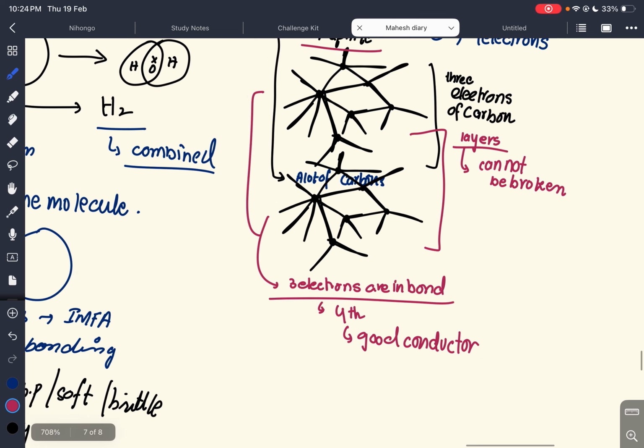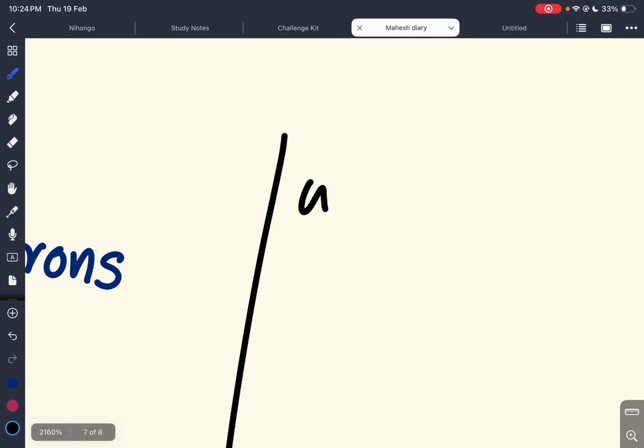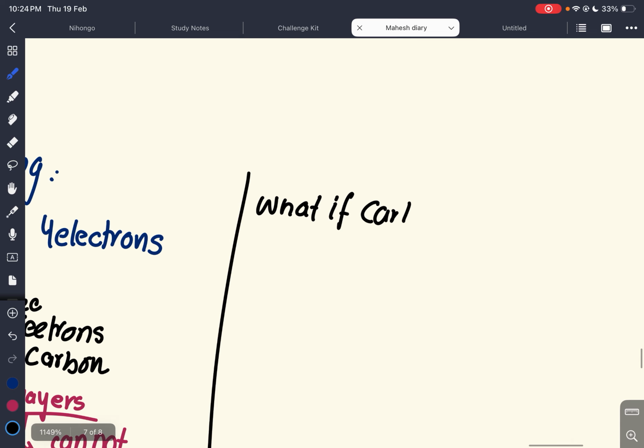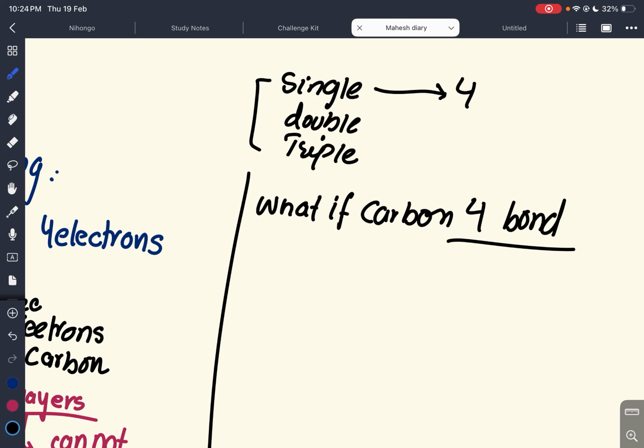And what if we think hypothetically, not hypothetically eventually, because this really happens. What if carbon makes four bonds? Not fourth covalent bond. We have only three types of covalent bond: single, double, and then triple. We cannot make a fourth bonding. But what if carbon makes single bonding but four times?